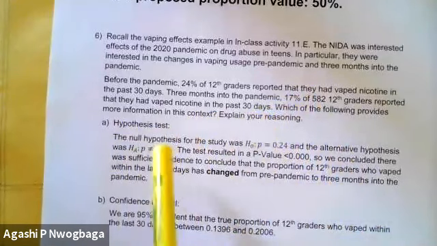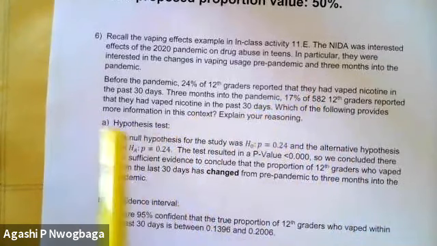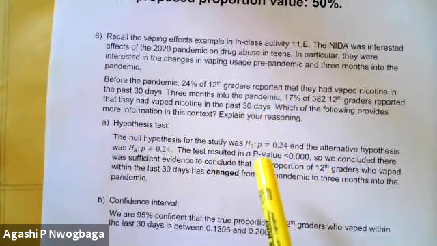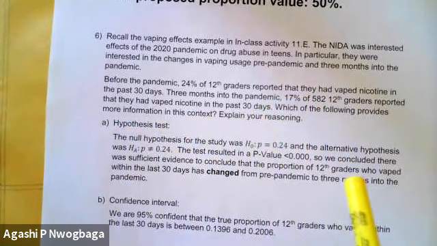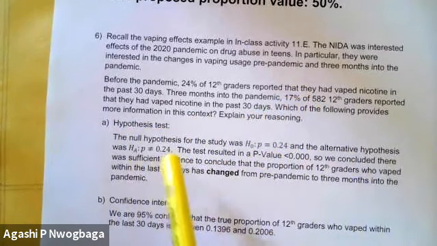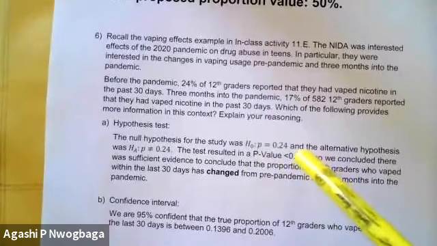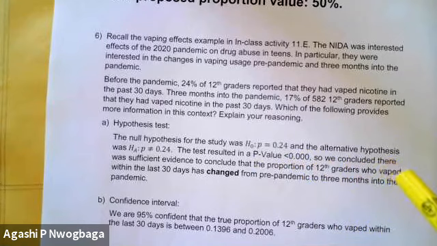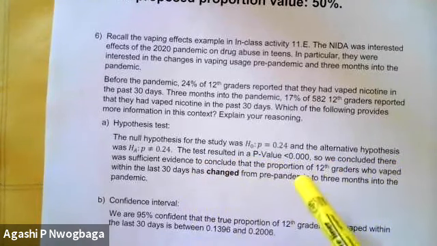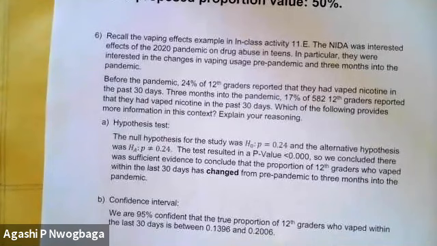A is hypothesis test, and B is confidence interval. In the hypothesis test, the null hypothesis for the study was H0: P equals 0.24, and the alternative hypothesis was P is not equal to 0.24. The test resulted in a p-value of less than 0.001. So we concluded there was sufficient evidence that the proportion of 12th graders who vaped within the last 30 days has changed from pre-pandemic to 3 months into the pandemic. For the confidence interval, we are 95% confident that the true proportion of 12th graders who vaped within the last 30 days is between 0.1396 and 0.2006.